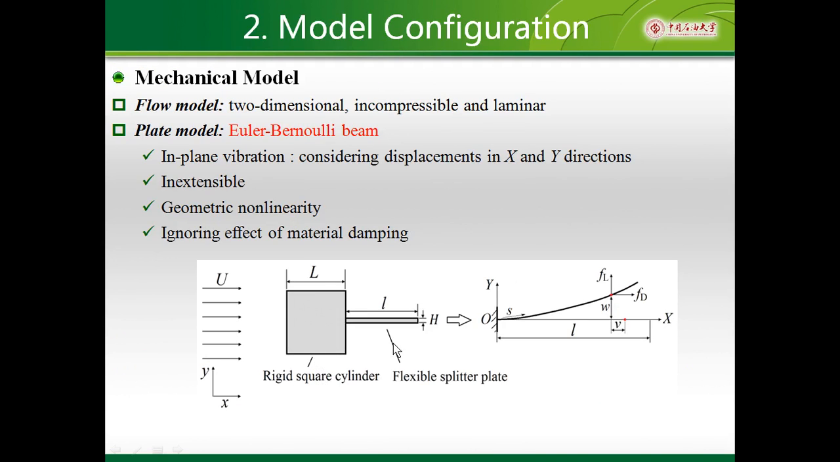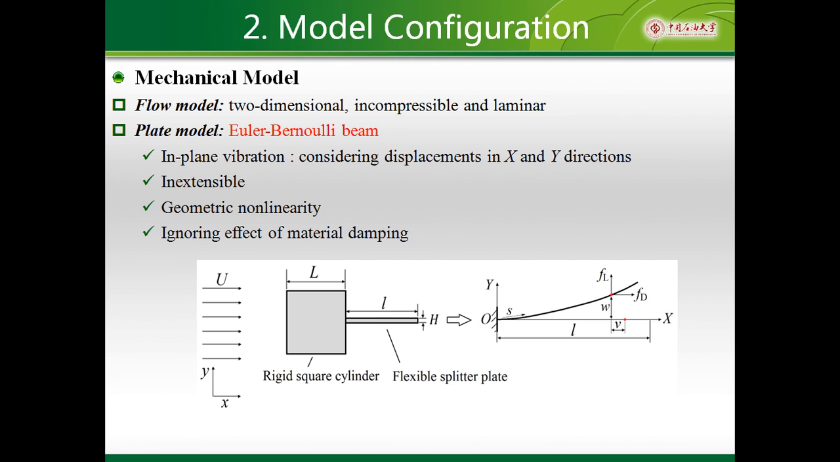This figure shows the configuration of our model. As shown in the figure, a plate is attached to the lead side of a square cylinder. The cylinder is rigid and stationary, while the plate is flexible and allowed to vibrate in the XY plane. The thickness of the plate is much smaller than its length, and only the in-plane vibration is allowed, so that the flexible plate is modeled as a cantilevered Euler-Bernoulli beam.